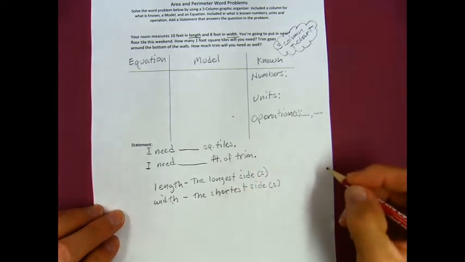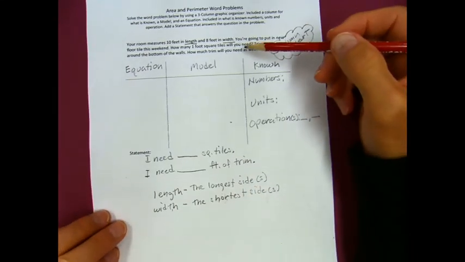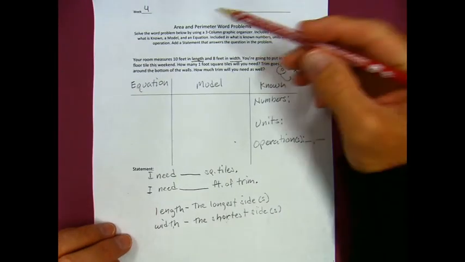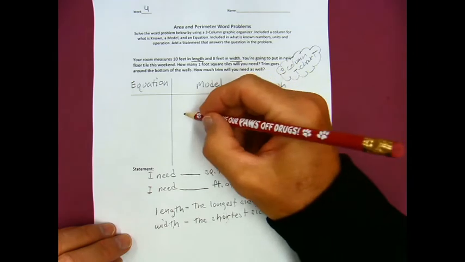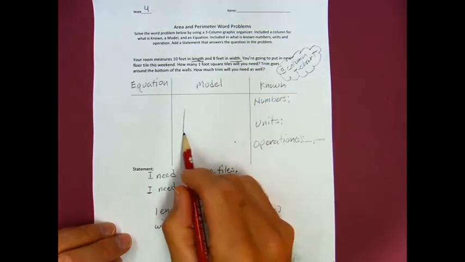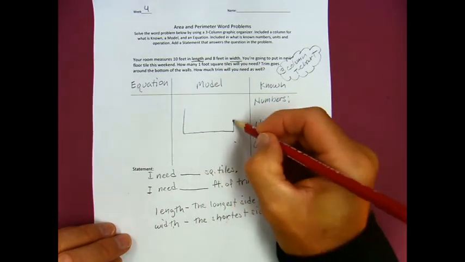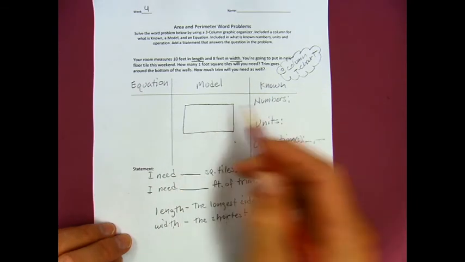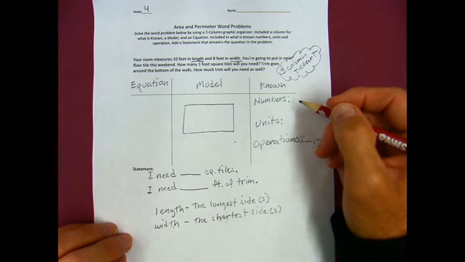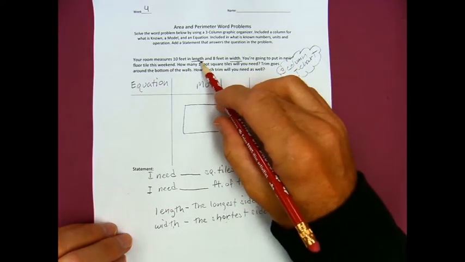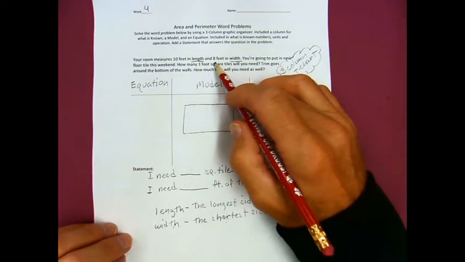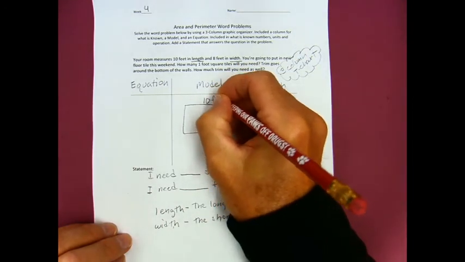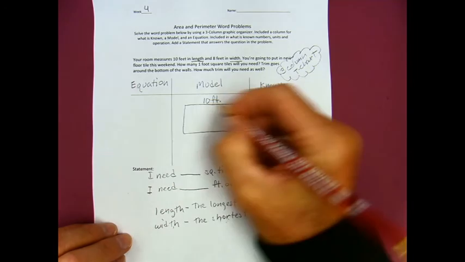Now, just from reading this, I know that we're figuring out area and perimeter, and I'm going to go ahead and make a model of that. Remember, a model is an abstract representation of 10 feet in length and 8 feet in width. So this is going to be 10 feet, and I'm going to use my abbreviation, and this is going to be 8 feet.